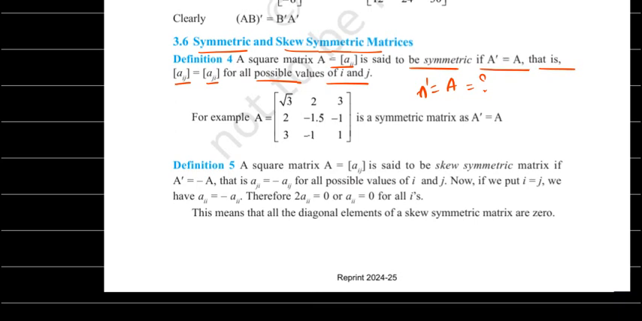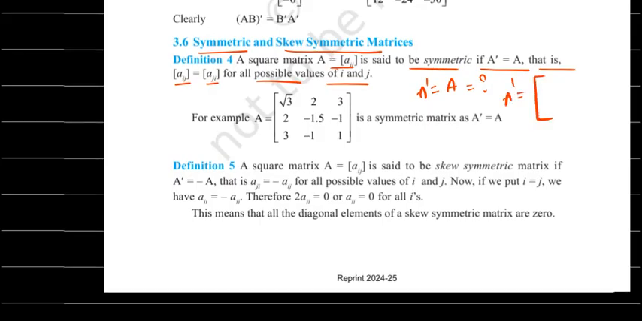You can observe here as well. I will write A dash. A dash is equal to, I will start from here: root 3, 2, 3; the second one is 2, minus 1.5; and the third one is 3, minus 1, 1.5. You can see still these diagonal elements are there, and the non-diagonal elements must be the same: 2, 3, minus 1.